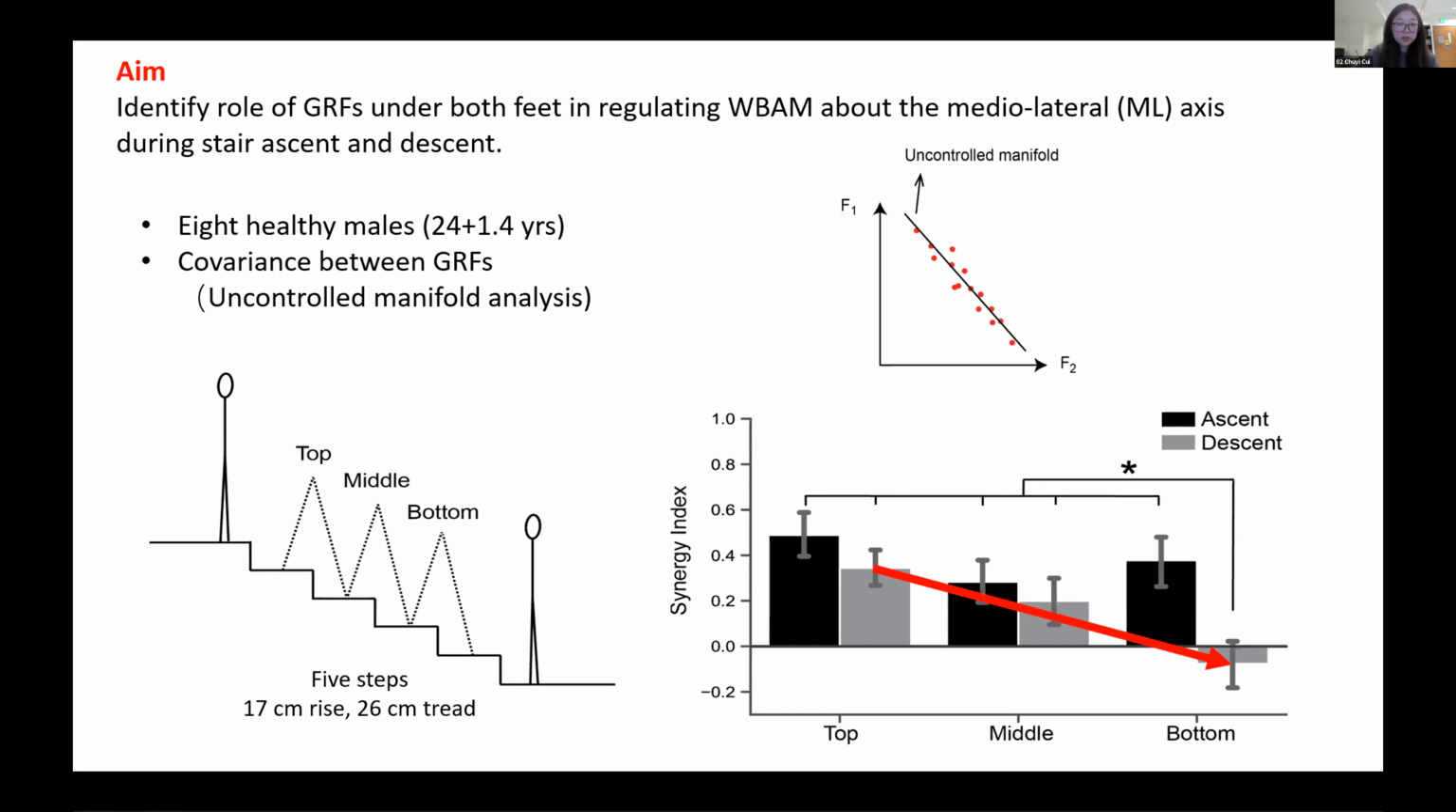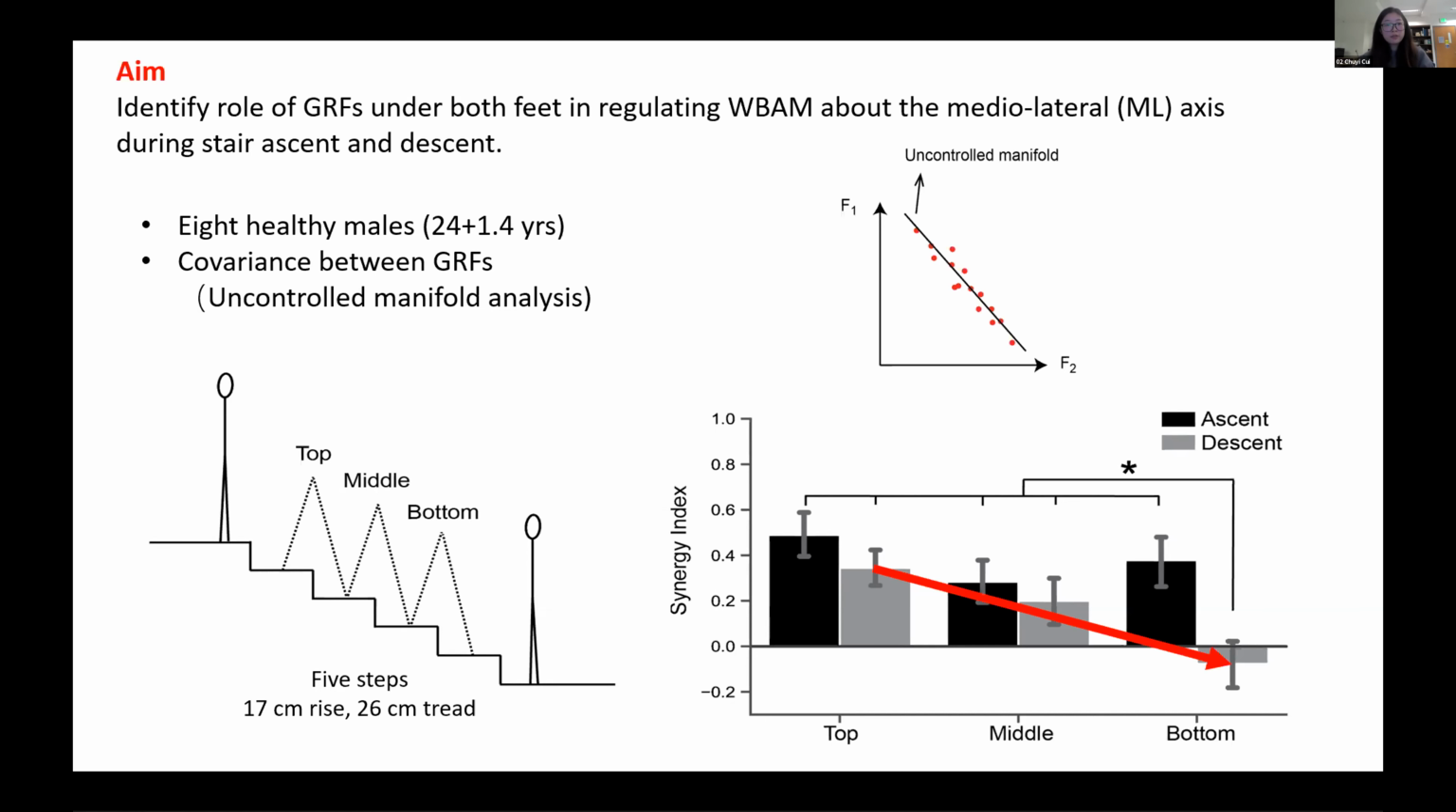We found the synergy index greater than 0 for all 3 steps during stair ascent, like shown in the black bars, meaning that the vertical forces are covarying negatively to stabilize the force sum, which supports our hypothesis for stair ascent. In contrast, the synergy index for stair descent declines progressively for each step and is not different from 0 at the bottom step, which is over here. Overall, we conclude that the synergy index is lower during descent compared to ascent. This indicates there is a shift towards regulation of whole body angular momentum while descending compared to ascending stairs.